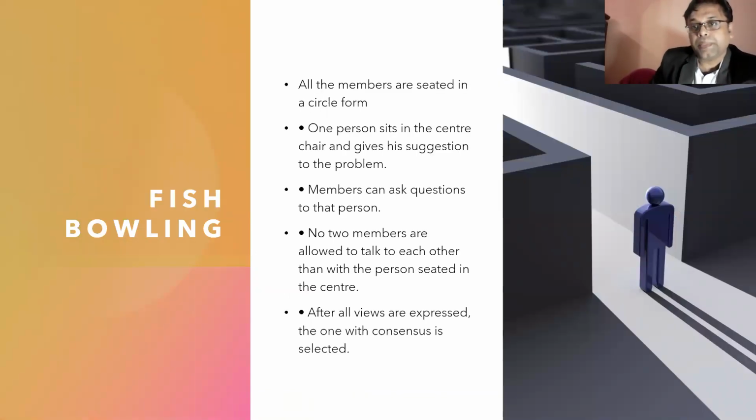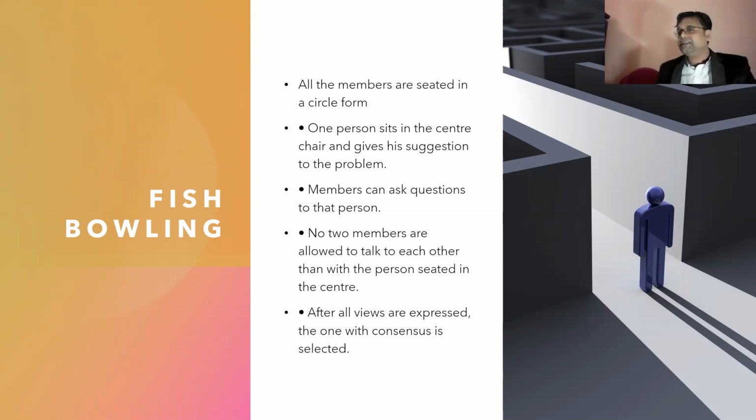Next one is the fishbowl. It's a kind of, again, the nominal group technique, but the system is a little bit different. All the members will be seated in a circular form, and there will be one person sitting in the center, giving his idea. Every member can ask questions, but no two members can discuss among each other. So only one interaction. One person is sitting in the center, and the rest of the people will be sitting in a circle, and one by one, the person who is giving the idea can be questioned one by one.